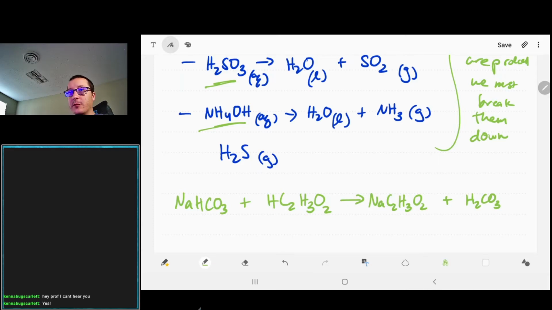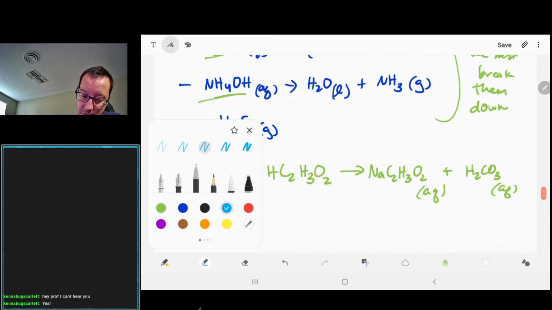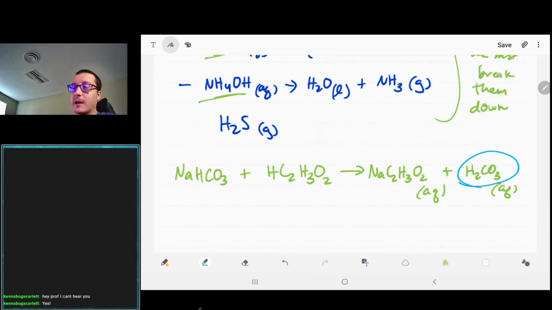All right, so if we just swap things around, we get our products, both of which are aqueous. We have an acid, acids are aqueous, and we have a soluble ionic compound. But we know that if we were to mix these two, vinegar and baking soda, together, we do get a gas. We have seen this many times, right? But if we ever see one of those three compounds in a reaction, we have to break it down.